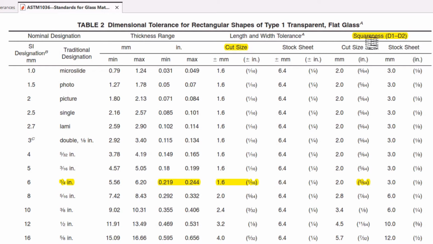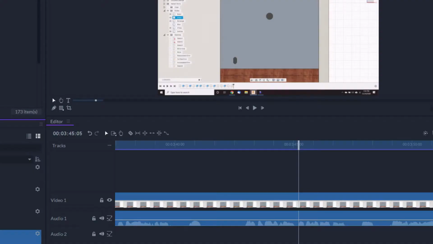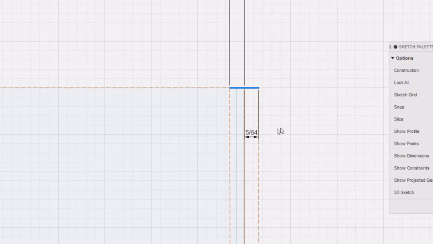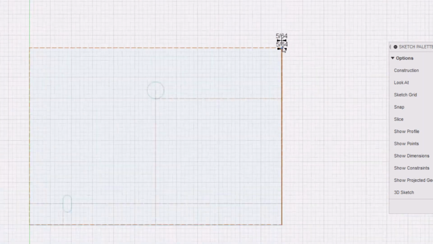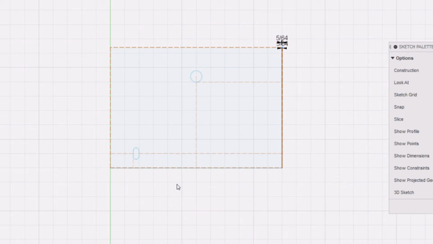Now something else you might find interesting, the squareness. So this is the diagonal measurement from corner to corner. You're allowed to have a cut size that is out of square, so not a rectangle, okay, and it can be out of square up to 5/64 of an inch. And this is what that looks like, 5/64 of an inch plus or minus on the edge of the glass, okay? And you can see in the case of our mirror, you don't know if that 5/64 is on the top side or if it's on the bottom side, okay?